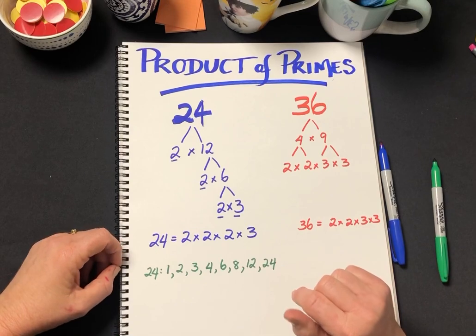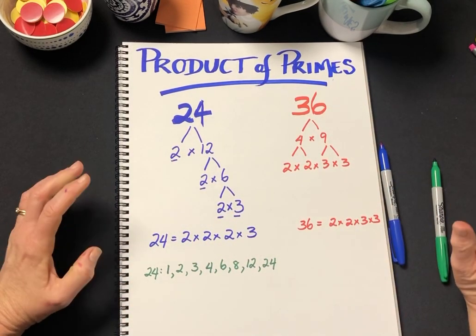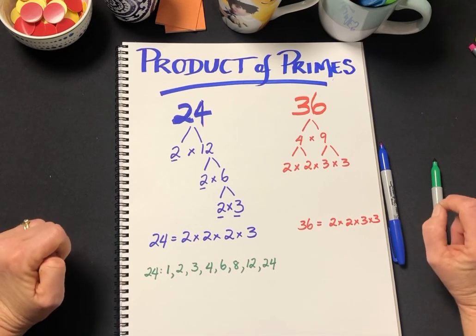Check out the next video, which helps us to use products of primes and factor trees to find highest common factor and the lowest common multiple.